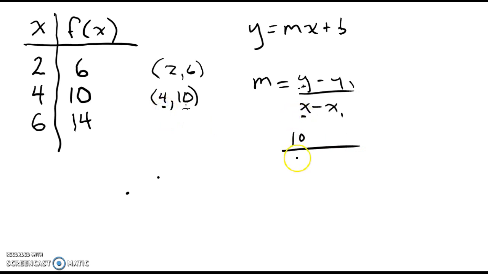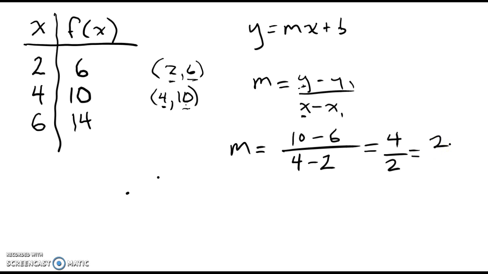So I'm going to put that y there, and I'm going to go minus, and now I'm going to put the other y, and the x that goes with it. I'm going to solve this to find my m, or my slope. 10 minus 6 is 4. 4 minus 2 is 2. 4 divided by 2 is 2. We just found our slope.